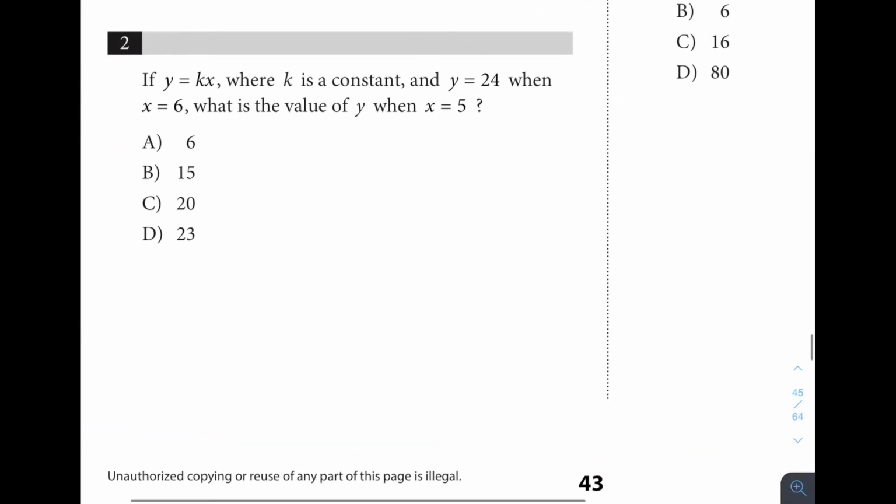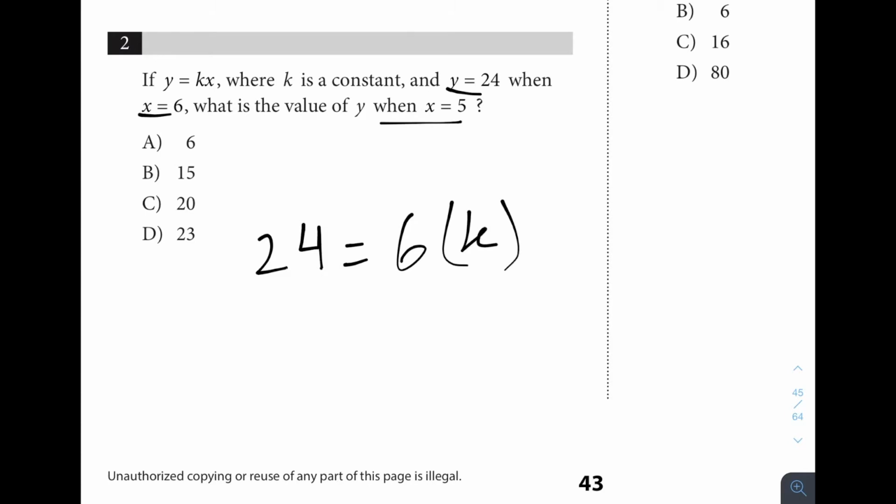Question 2. If y equals kx, where k is a constant, and y equals 24 when x equals 6, what is the value of y when x equals 5? So first let's solve for k. It says when y equals 24, x equals 6, so 24 equals 6 times k. We can divide by 6 and we'll get that k equals 4.